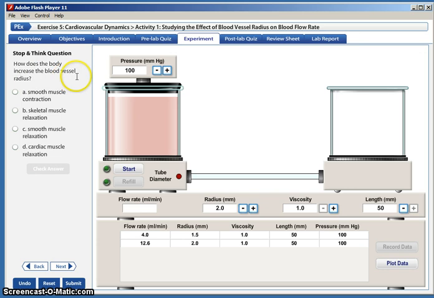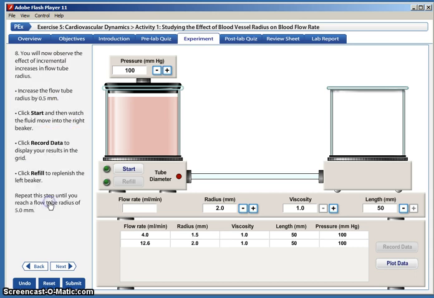How does the body increase the blood vessel radius? Because this is one of our objectives. Well, we know that it increases the radius by some relaxation of that smooth muscle. You will now observe the effect of incremental increases in flow tube radius. Increase the flow tube radius by 0.5, click start, record, refill. So you can go through this very quickly.